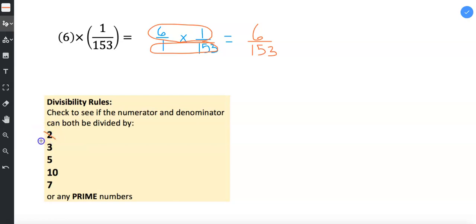They are not both divisible by 2 because the 153 in the ones place has an odd number, not an even number. Let's check to see if they're both divisible by 3. 6 we know is divisible by 3. To figure out if 153 is divisible by 3, you have to find the sum of the digits and see if it's a multiple of 3. 1 plus 5 is 6 plus 3 is 9. 9 is a multiple of 3. So 153 is divisible by 3, and so is 6.